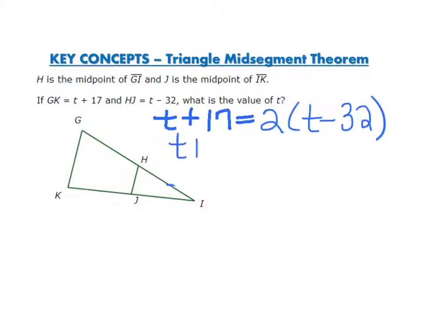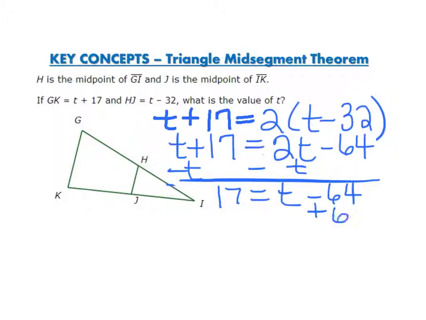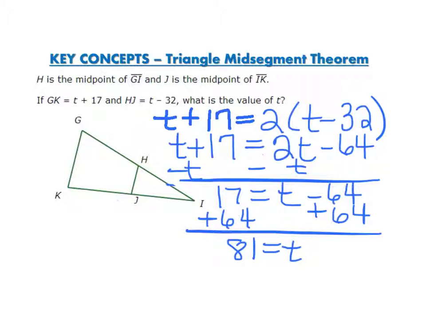I have T plus 17. When I use the distributive property, I have 2T minus 64. I subtract T from both sides, and I get 17 equals T minus 64. Add 64 to both sides, and 81 equals T.